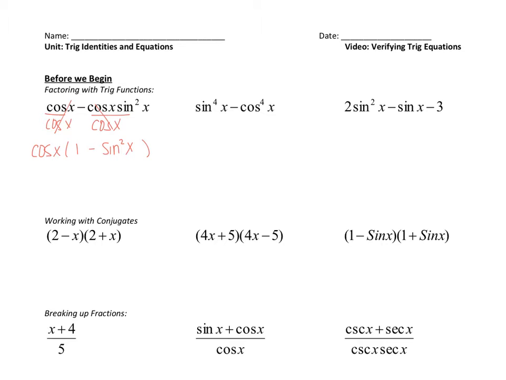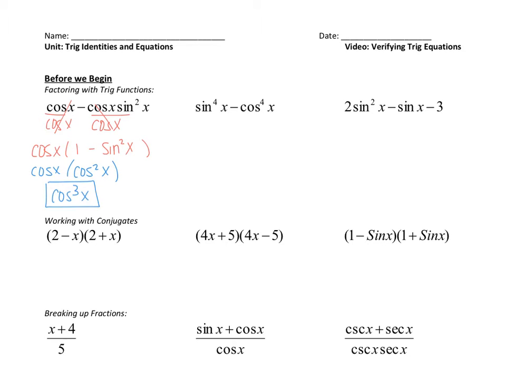So if I remember correctly, this here is a trig identity. 1 minus sine squared is actually cosine squared. That can be multiplied with cos x. So then my final answer is just cos x times cos squared, which is cos to the third x. And that would be my final answer there.